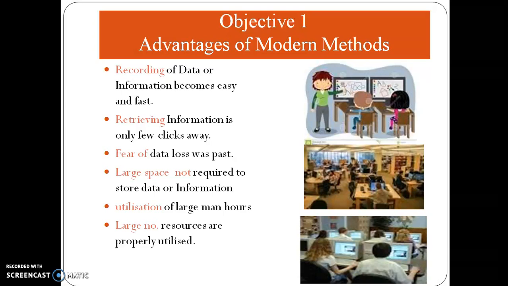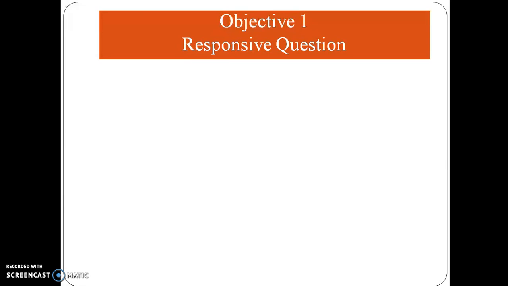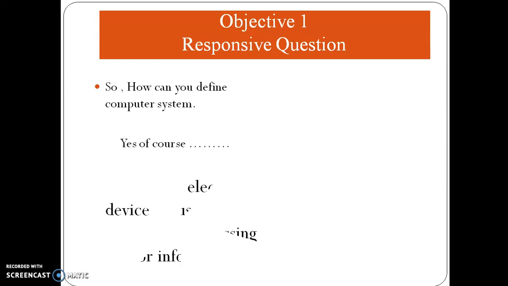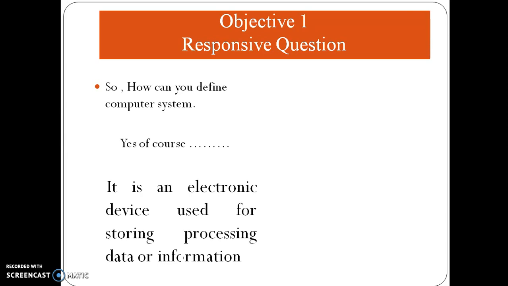Now let's move to the next slide, in which there is a responsive question. The first question is, how can you define a computer system? Up to this extent we can easily define a computer system as an electronic device used for storing and processing data or information.